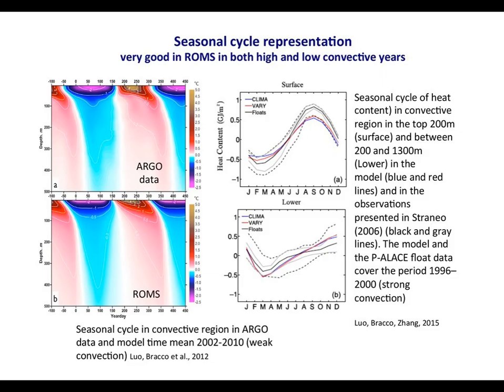This figure shows that we're also doing a very good job in terms of seasonal cycle representation. This is something that the CMIP5 models have really big problems in reproducing, while it can be captured with a regional one. And this is true for both weak convective years, where it's the comparison with the Argo data, and strong convective years, where it's a comparison with a compilation of data that Fiamma put together in 2006. So we have this instrument that is working pretty well.